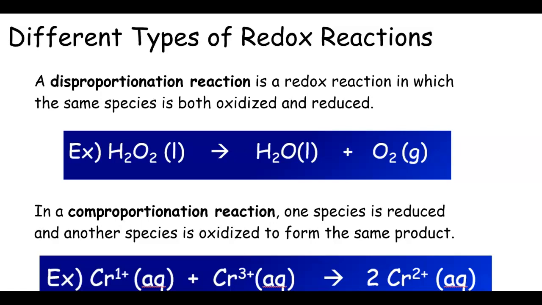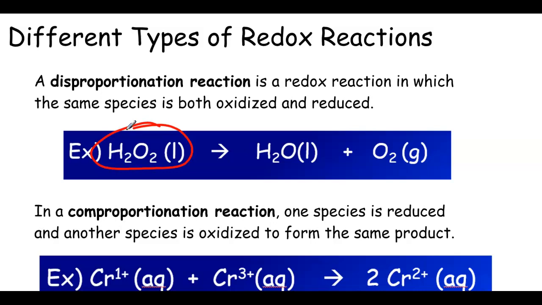Okay, so there's two types of redox reactions, disproportionation and comproportionation, that basically look different than your typical redox reaction. So let's take a look at the disproportionation example. You're going to notice right off the bat what's different about it is there's only one reactant.